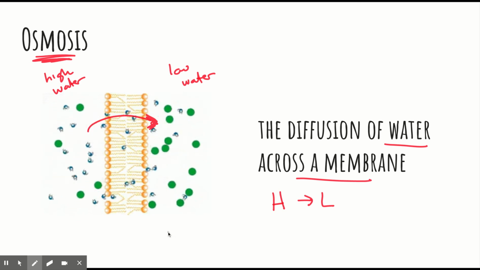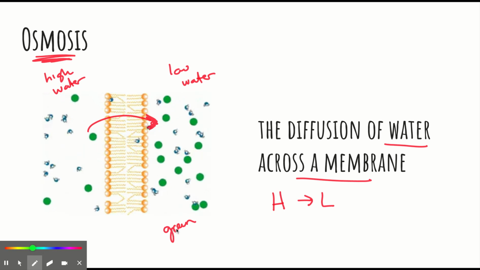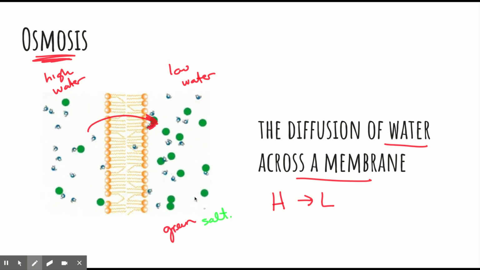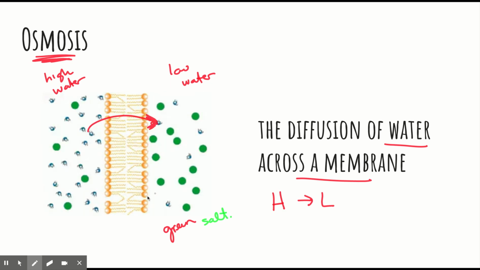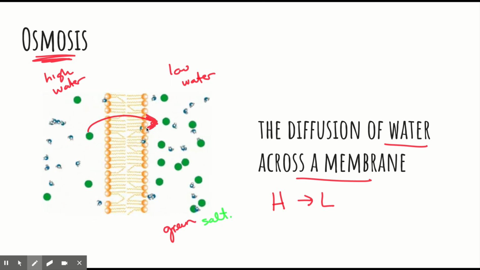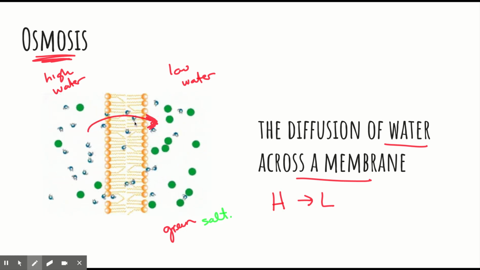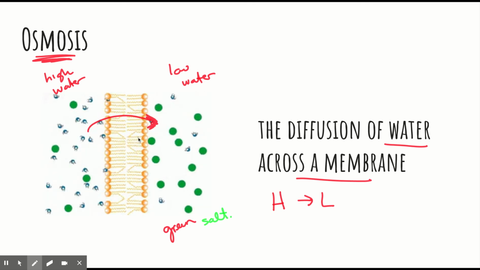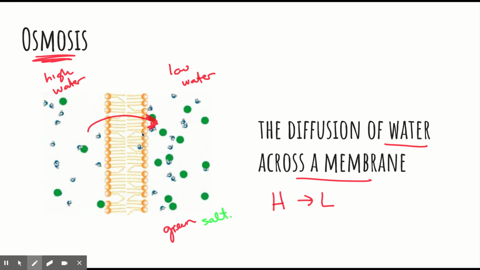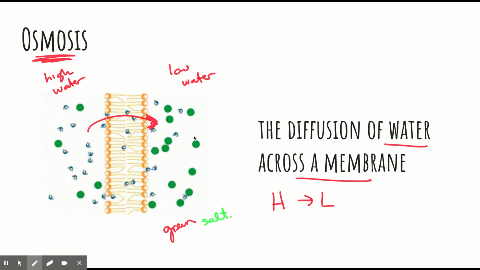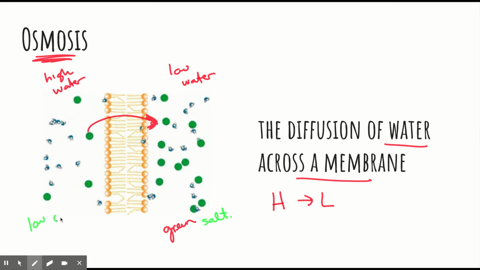So let's say, for example, the green guys is salt. You will notice the greens aren't actually moving. That means with this specific membrane, it's not allowing the salt to go through it. But I would still be able to identify which side has a high concentration of salt and which one has a low concentration of salt. In this case, the left side actually has a low concentration of salt.